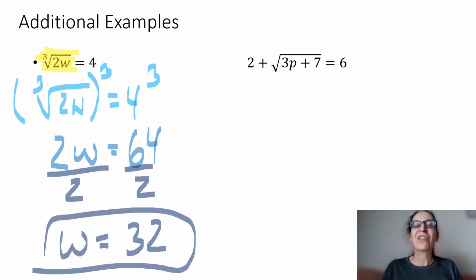Next example. Okay, the strategy is good. So we want to get that p all by itself. So the p is multiplied by 3. I have a plus 7. I have the whole thing square rooted, and then I'm adding a 2. Okay, and all of that ends up being equal to 6.